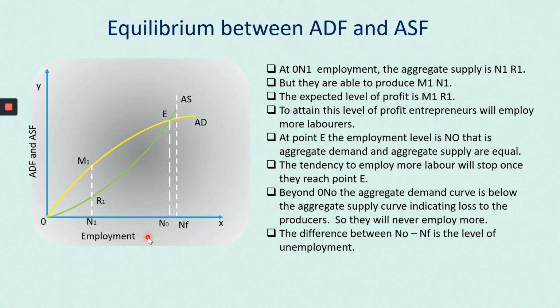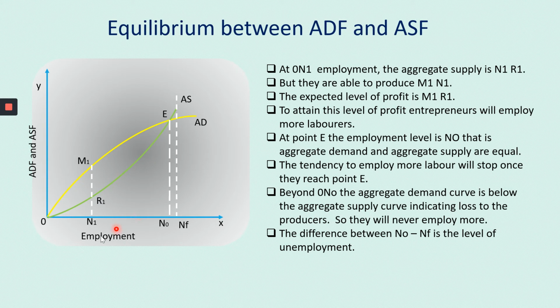So look at this graph. You can see this graph. On the x-axis, you have the employment, and on the y-axis you have the ADF and the ASF, or you can also say the proceeds and the cost. The proceeds and the cost, what all revenue you get and what all cost you make. So on the x-axis we have the employment, and on the y-axis you have ADF and ASF.